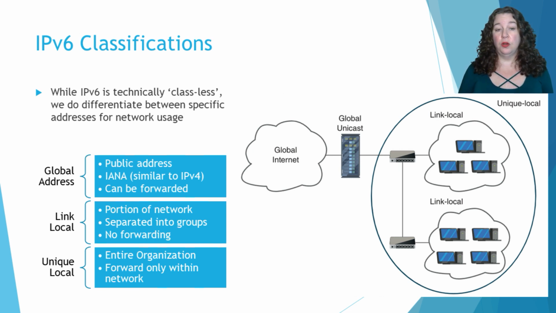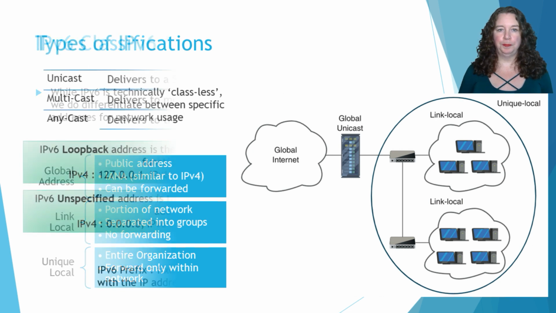Your unique local allows you to forward from inside of your network without going outside. So anywhere in your network, you can talk to those computers. Kind of like being able to have your internal network IP address that is not a global IP address. It's your internal network. Same kind of concept. So we can forward packets from anywhere inside of our network, but it is the entire organization. Whereas link local defines a specific location that is a separated group of computers in your network.